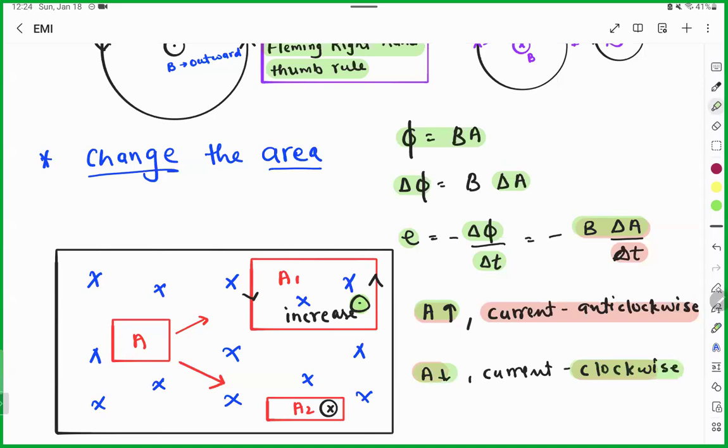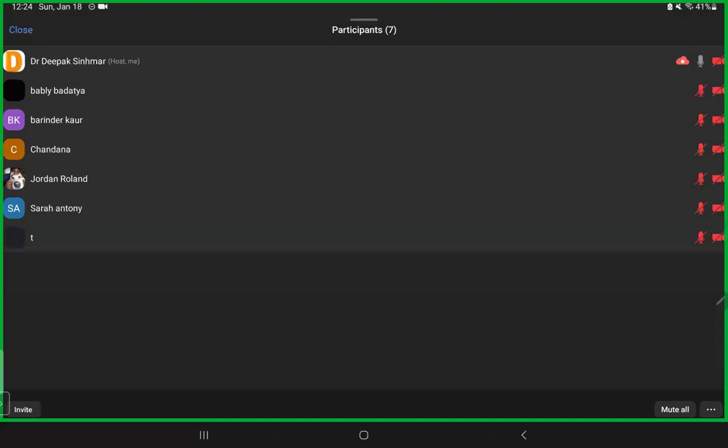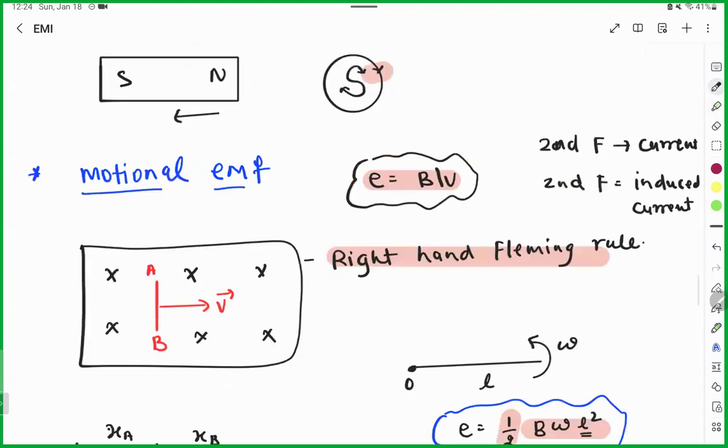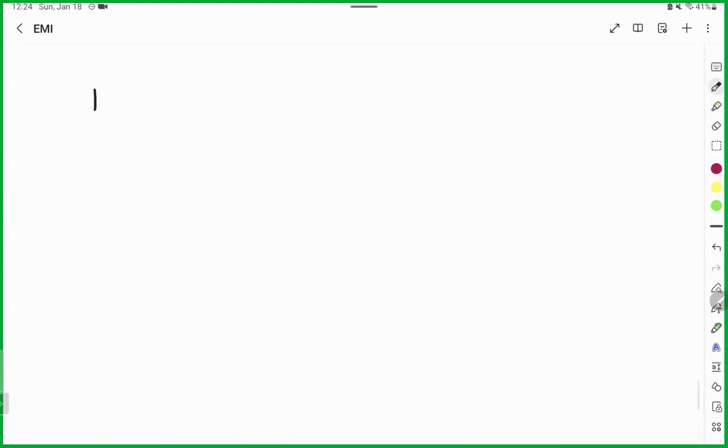Why? You have to observe that if you bring south pole, then the overall structure will show south pole. Okay. So what is happening in this case? If you bring north, where should I write? I will write in the end. If you bring north pole toward this coil, Sarah, what will be the pole shown by this ring? North pole or south pole?